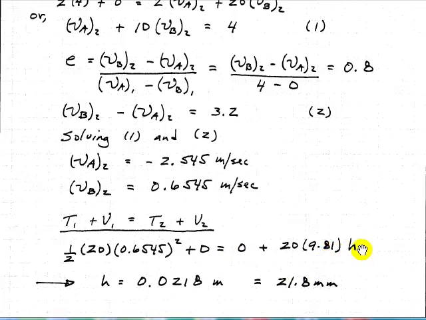And h is the only unknown. We don't have the 1 minus cosine term in here for the swing problem because we don't care about the angle, we just care about the h in this case. And we get an h of 0.0218 meters or 21.8 millimeters, not a large height change, but not 0 either.